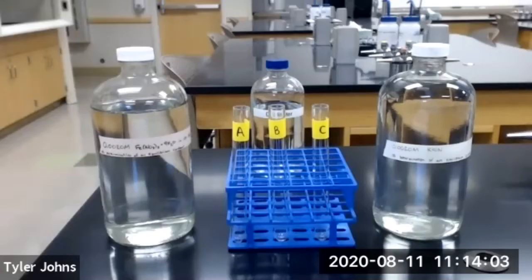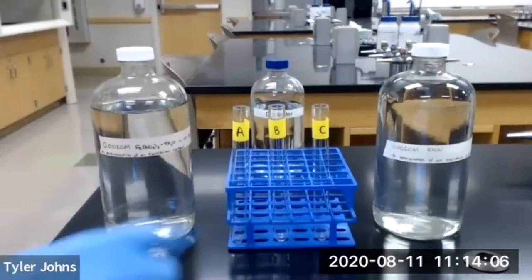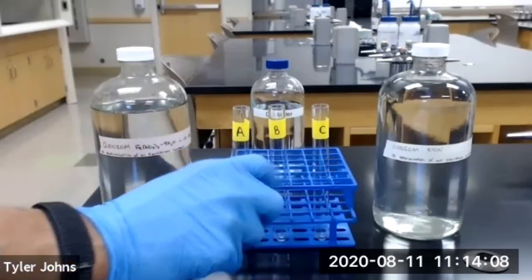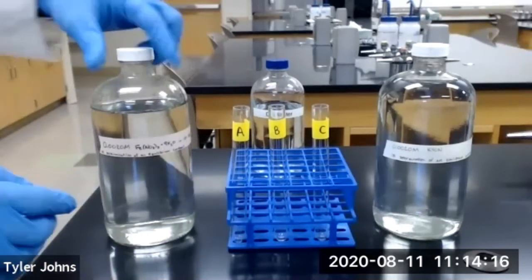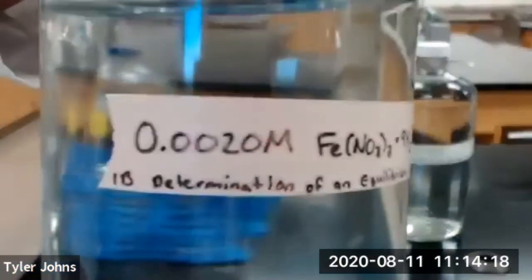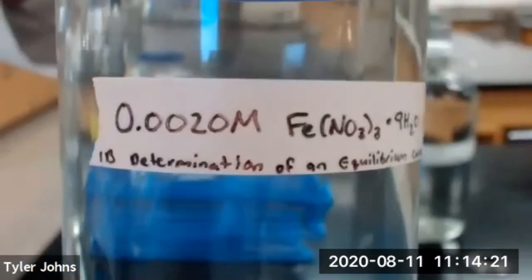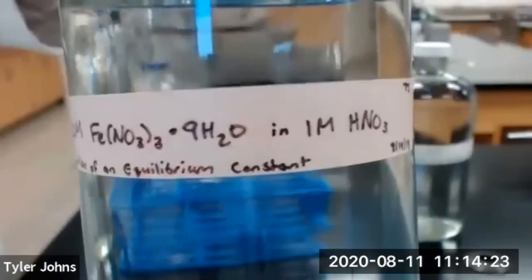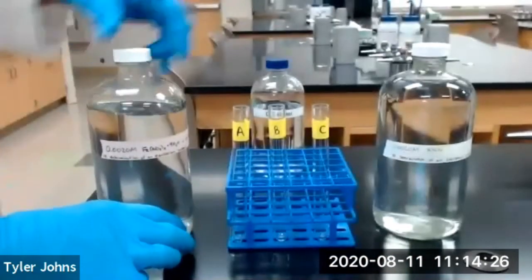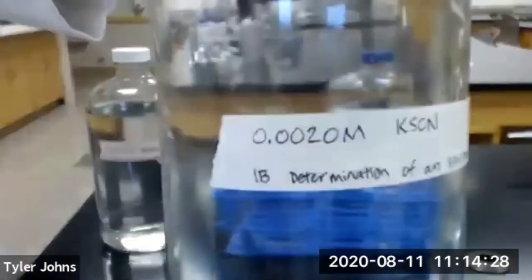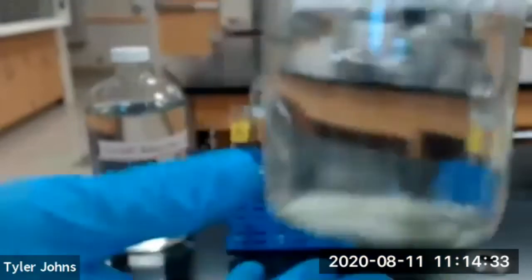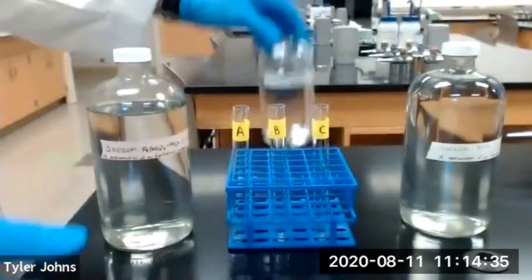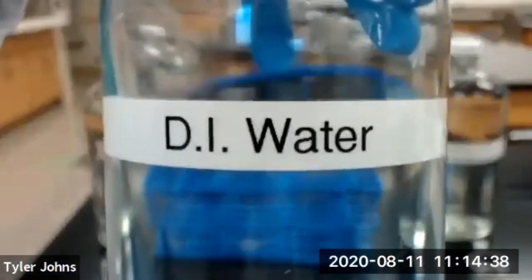In part 2 of this experiment, we first need to label 3 test tubes, A, B, and C, and then we'll prepare 3 different concentrations of our iron 3 thiocyanate complex ion using 0.0020 molar iron 3 nitrate in 1 molar nitric acid solution. And we'll use 0.0020 molar potassium thiocyanate. We'll also use deionized water.